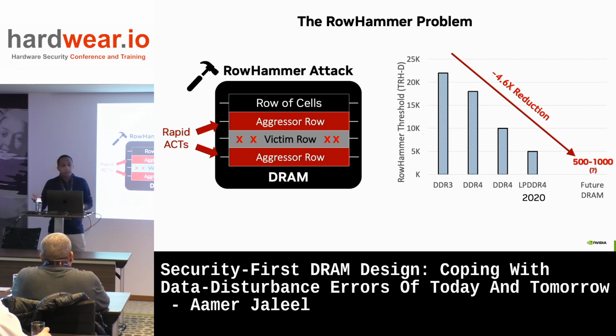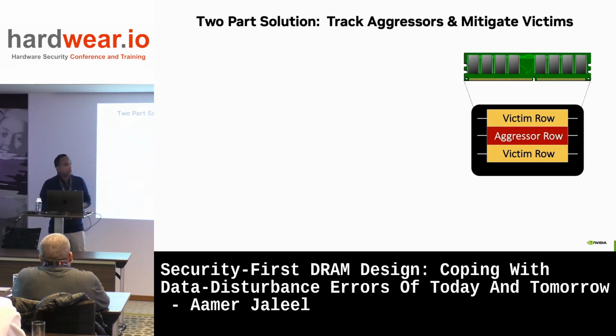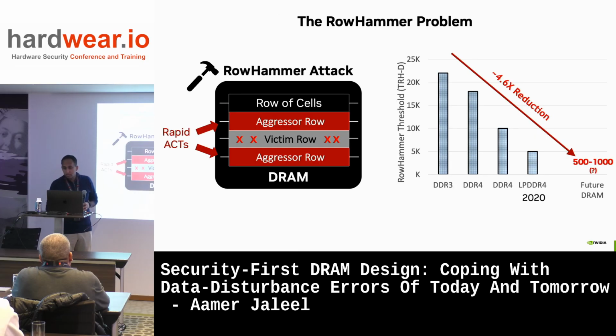So RowHammer is a phenomenon where frequent activations to DRAM rows cause bit flips in neighboring rows, right? The frequently accessed rows are called aggressor rows, and the row that has the bit flips is called the victim row. The RowHammer threshold, which is the number of activations it takes to cause bit flips in the neighboring rows, has been decreasing over time.